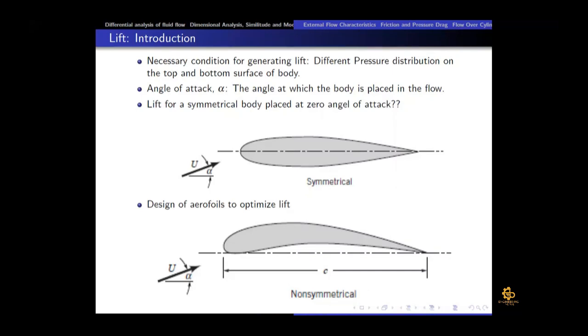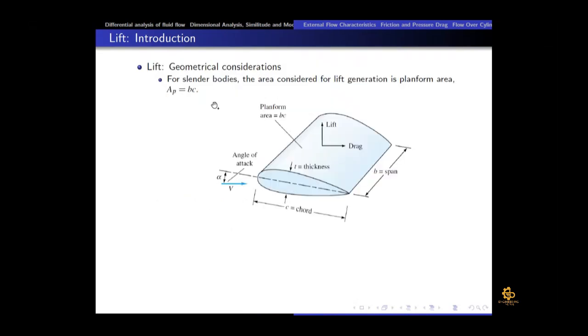So NACA aerofoils are usually non-symmetrical because they produce more lift, even at zero angle of attack and even at negative angle of attack. And the area I was talking about to create lift, that was the planform area. That is the product of chord length and the span, which is represented with B here, and chord length is represented with C. So we can say it is C into B, which is chord length into span of that wing.